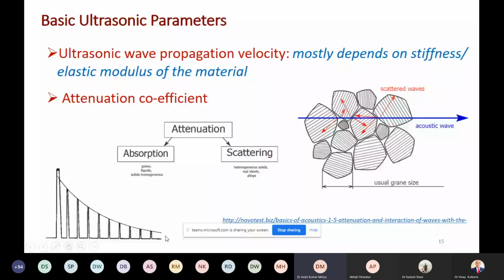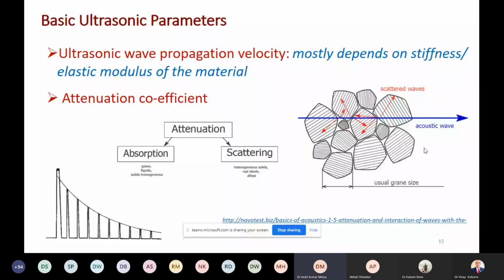The attenuation coefficient is due to the fact that, if this is the material, you can see on the right side that some grains are there within the material, or some precipitates, some voids. When acoustic energy propagates through the material, there will be scattering from the grain boundaries, as well as particles or inclusions or anything else. So what happens if it's scattered everywhere? On the receiving side, I will have very little acoustic energy. So my receiving side energy will be decreased. It is due to the attenuation, which is mainly due to absorption as well as scattering.